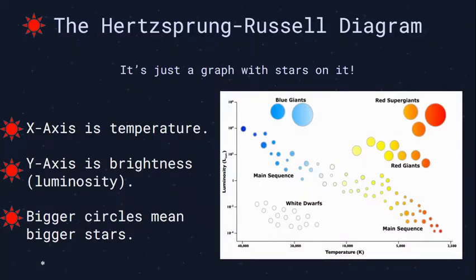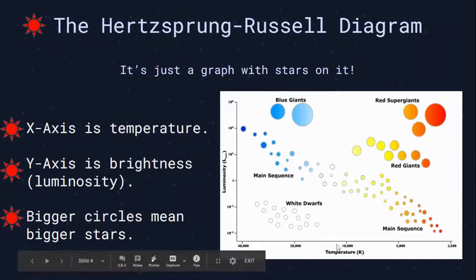So the Hertzsprung-Russell diagram, it's just a graph with stars on it. That's all that it is. So if you take a look here on the x-axis, you have your temperature in Kelvin. Don't worry about Kelvin. We'll describe that a little bit. But 0 means absolute 0, no movement. And then all the way up to 40,000 degrees.